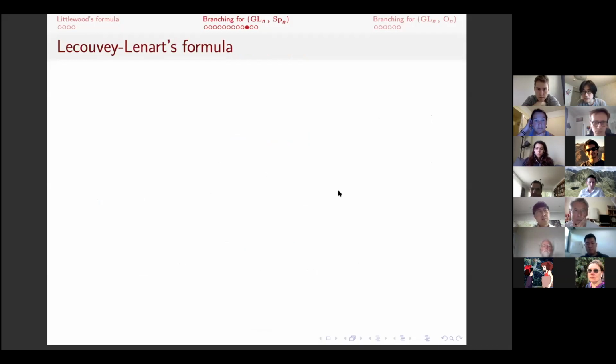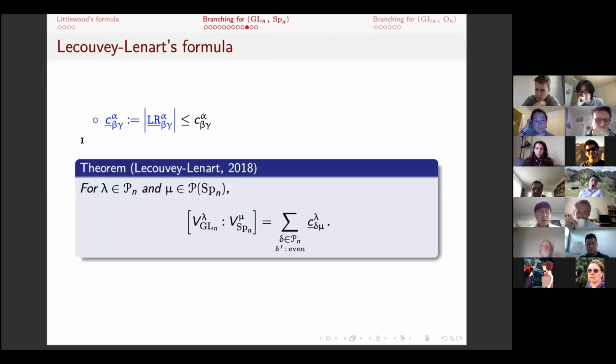Now let me introduce the Lecouvey-Lenart formula. Let C-underbar(alpha, beta, gamma) be the number of flagged error tableaux for J_n and Sp_n. Then Lecouvey and Lenart proved that for arbitrary lambda and mu, the branch multiplicity is also described as a subtraction-free sum in terms of the flagged error tableaux. We note that this formula also recovers the Littlewood formula without difficulty.